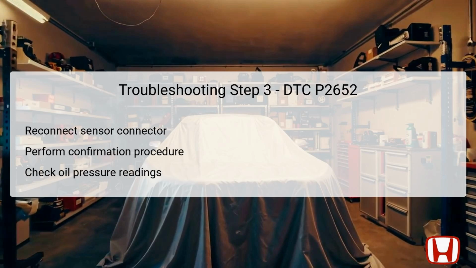Now that the sensor and gauges are properly connected, the next step is to reconnect the rocker arm oil pressure sensor connector. This action ensures that the sensor is once again integrated into the vehicle's diagnostic capabilities. Following the reconnection, it's essential to perform the confirmation procedure outlined in the diagnostic guidelines. This typically involves starting the engine and allowing it to idle while monitoring oil pressure readings.